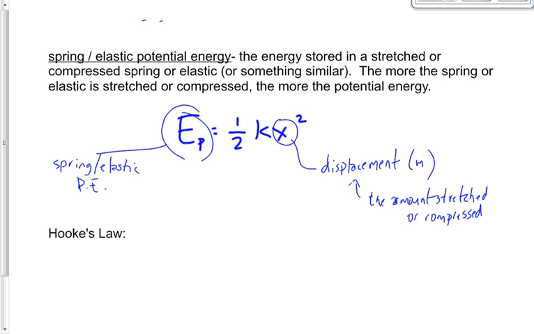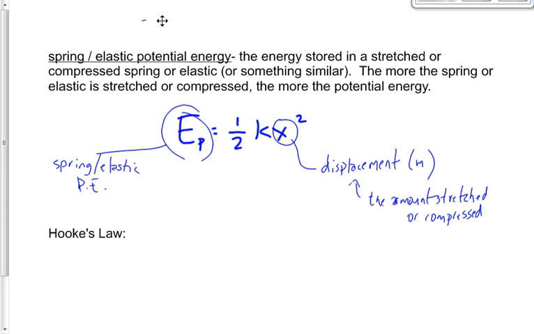When the bumper car hits another bumper car, the bumper on each of those cars isn't going to compress very much, maybe a centimeter or two, right? That's the displacement, the amount that the bumper is compressed when it hits another bumper. Not how far the bumper car is traveling to hit the other one, but how much the bumper compresses as it hits it.